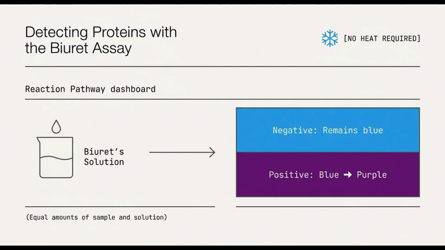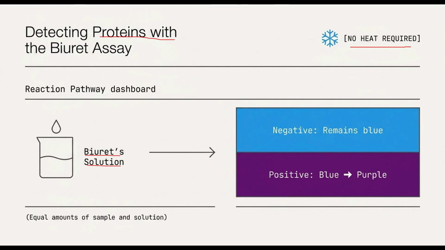Second test is for proteins. Let's see how to test protein. Proteins are detected using the Biuret test. What is the Biuret test? Equal amounts of the sample and Biuret solution are mixed together, and no heating is required. Here also we don't need heat.